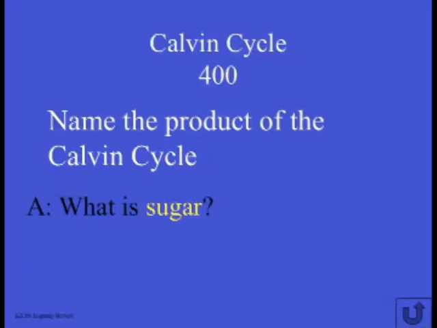Calvin cycle for 400 points. Name the product of the Calvin cycle. What is sugar? And the kind of sugar that we're talking about is glucose. What is glucose?